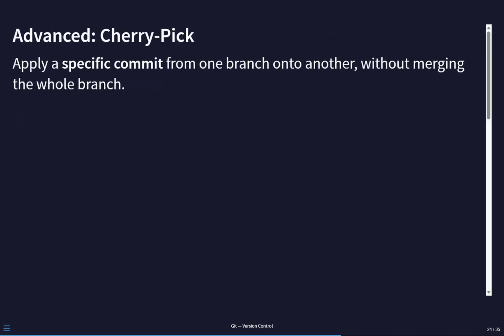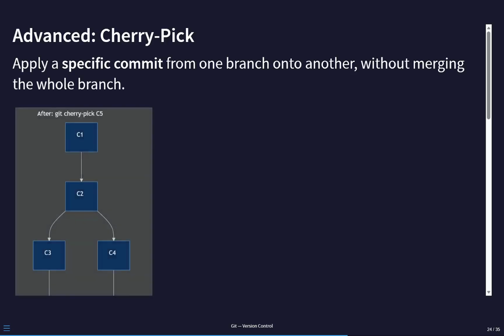git cherry-pick lets you take a specific commit from one branch and apply it to another, without merging the whole branch. Think of it as selectively copying individual commits. The classic use case: a developer fixes a critical bug on the feature branch, and you need that fix on main immediately, without waiting for the entire feature to be ready to merge.